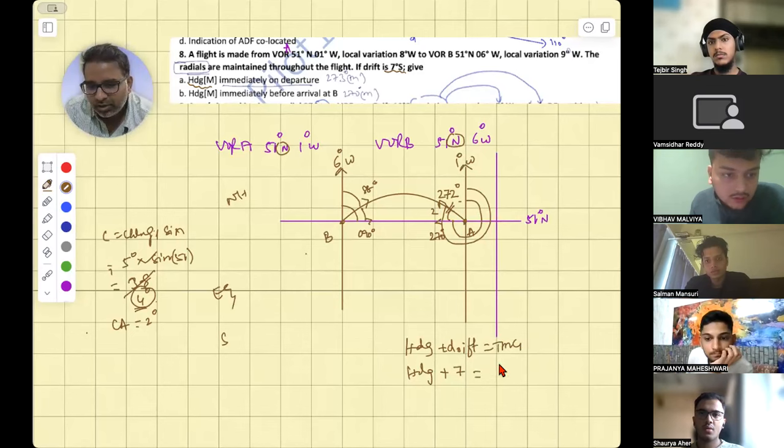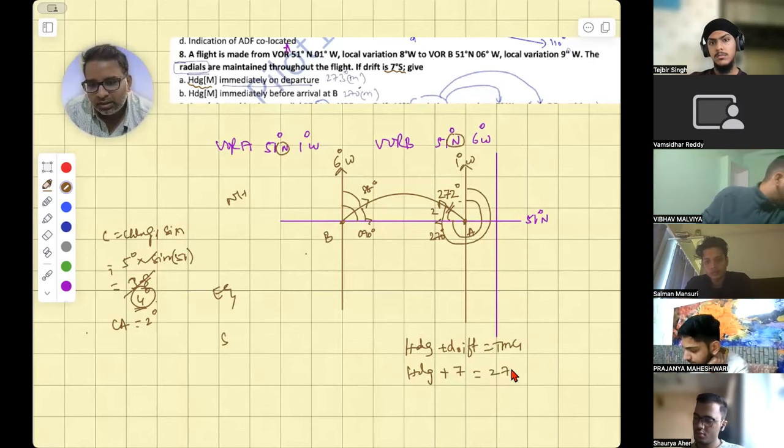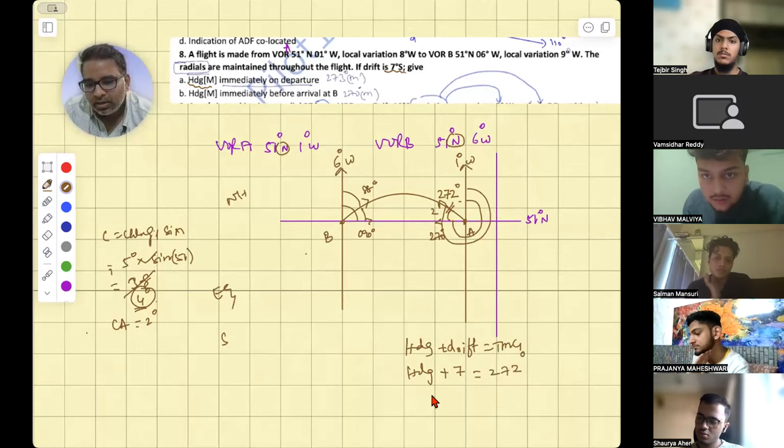So heading, we want to find out. Drift is how much? 7 degrees starboard, plus track made good, how much? 272. Okay, now what is your heading? 265. Is this the correct answer?